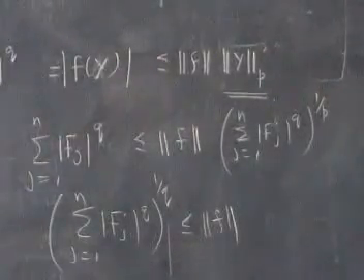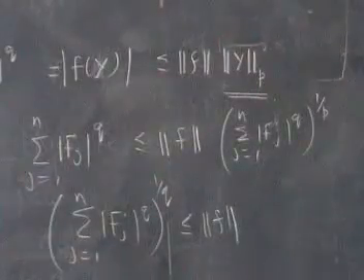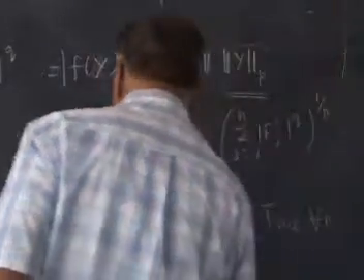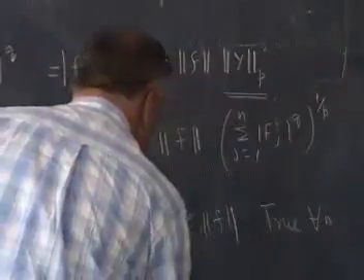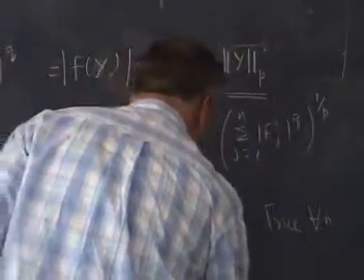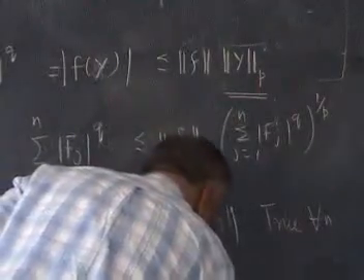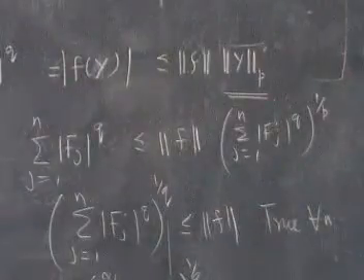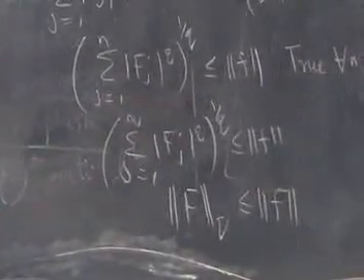And this I can do for every n. Whatever n I want, I can go on. So this is true for every n. And therefore, summation j equal to 1 to infinity mod f_j to the power of q, to the 1 over q, is less than infinity. So not only do we get that capital F is in L_q, and indeed the norm of F matches.